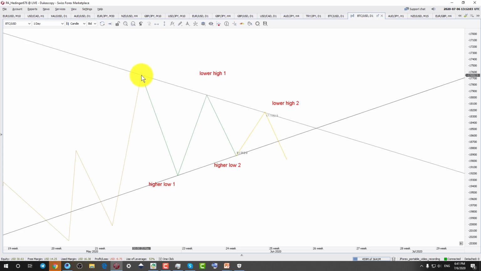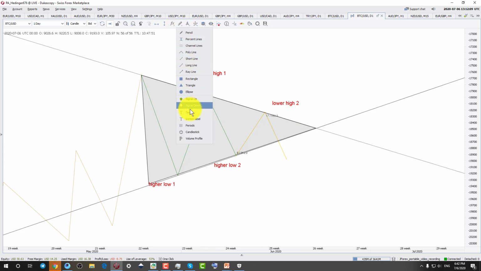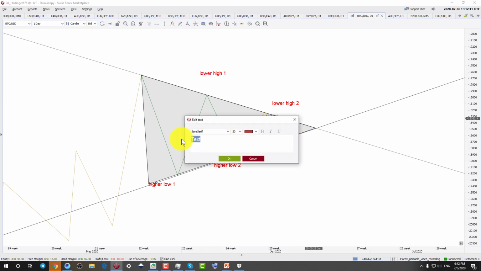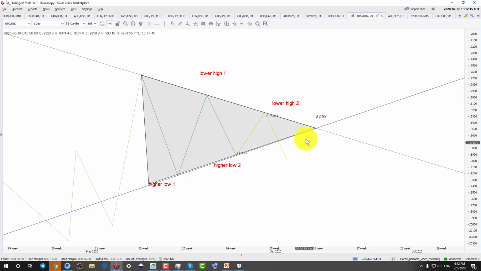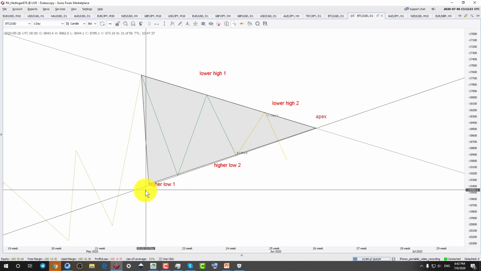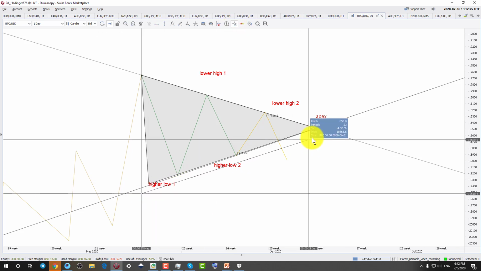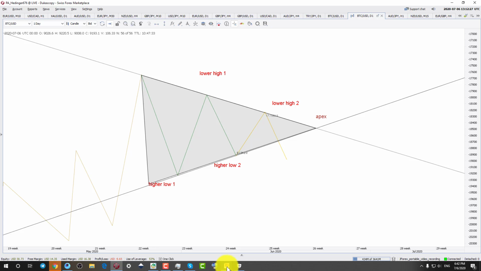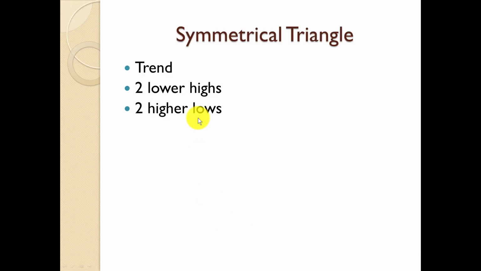So it is forming a triangle which has an apex here. Now how to trade such triangles? Now I must tell you that, see the distance, okay, we will discuss how to trade later, but first we will just complete the triangle.